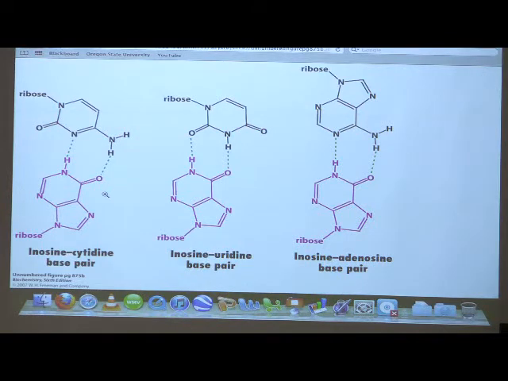So the cell, in theory, would make 64 tRNAs. It makes somewhat less than that. It doesn't need to make all those thanks to these possibilities raised by inosine. Okay?